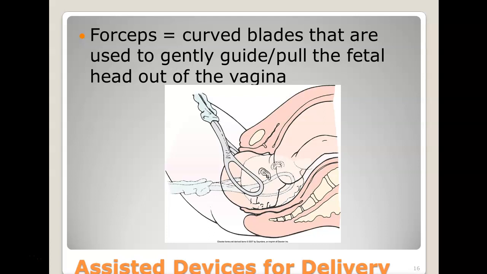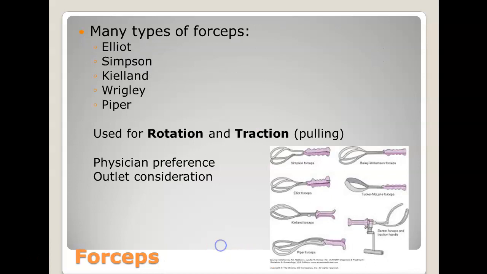There's a variety of forceps that a physician can use, and that's usually physician preference. And it also has to be that the head has to be low enough in that pelvic outlet to allow those forceps to come in and for us to safely use those in the infant. And so these are the different types of forceps. Elliott, Simpson, Keelan, Wrigley, Piper, they're all different types of forceps.